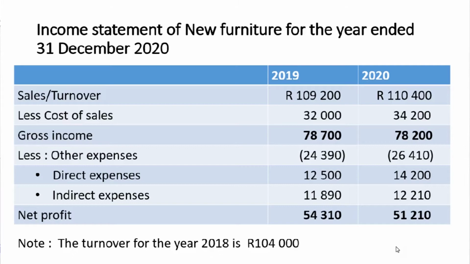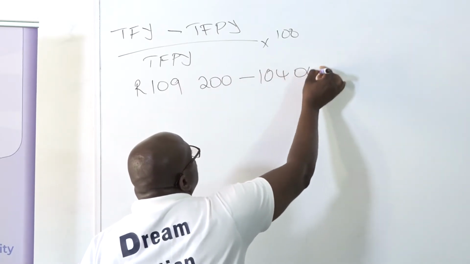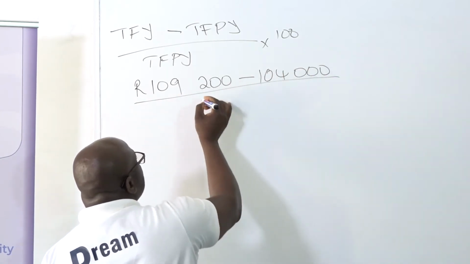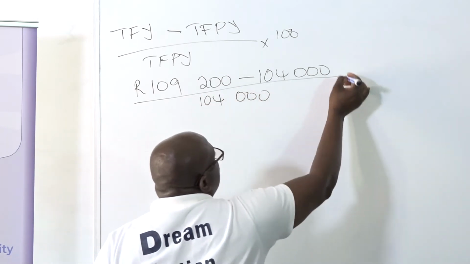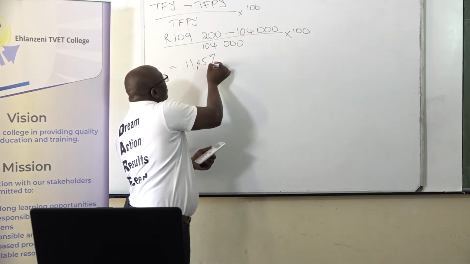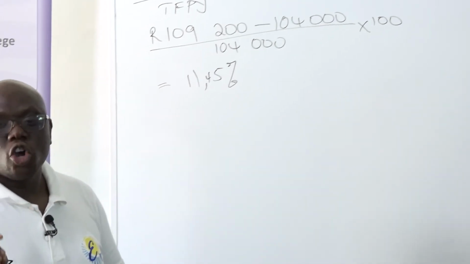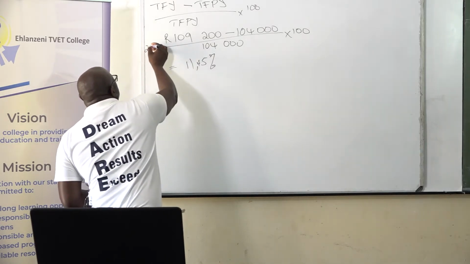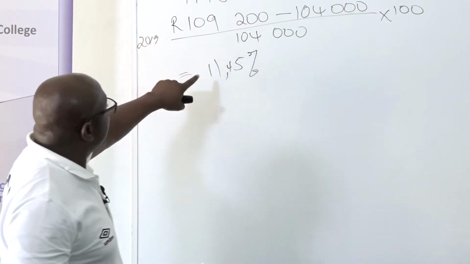We say minus 104,000, and then we divide this by the previous year, which is 104,000, and then we multiply by 100. It gives us 11.45%. It means the turnover for 2019 has grown by 11.45%.